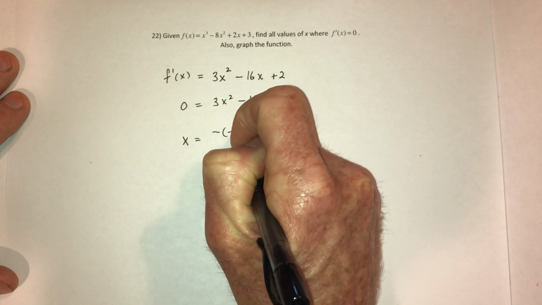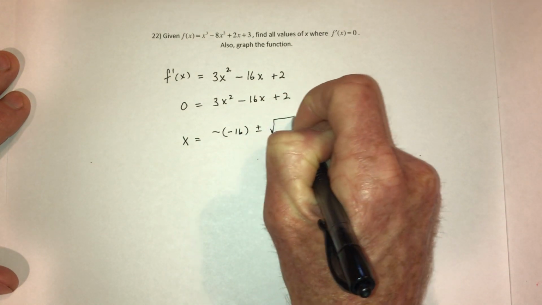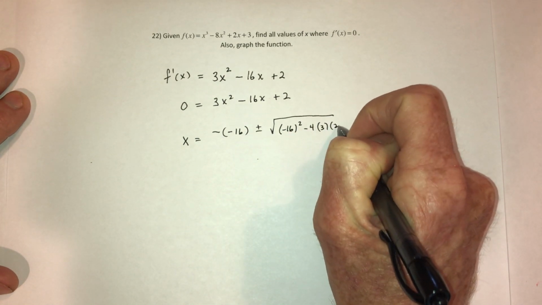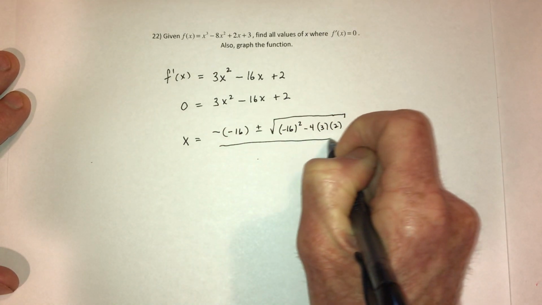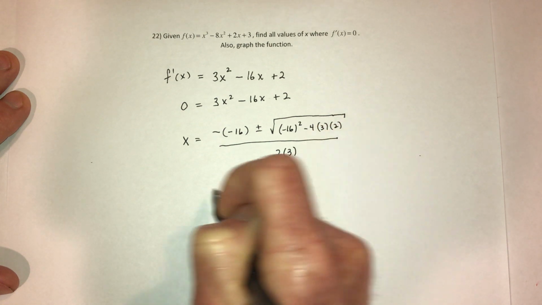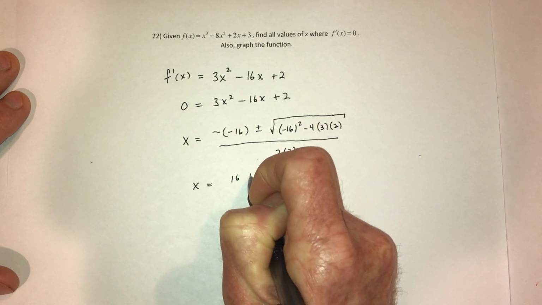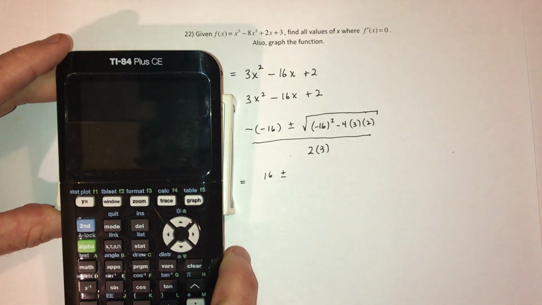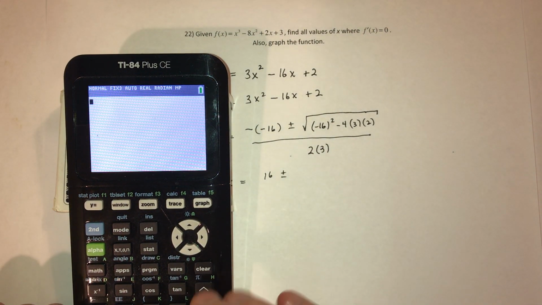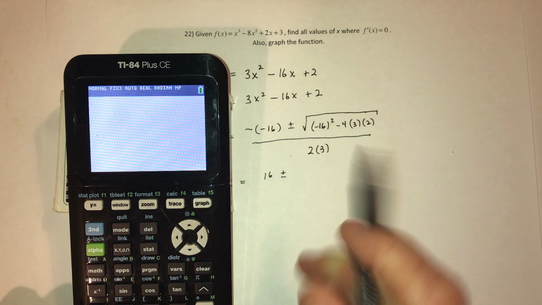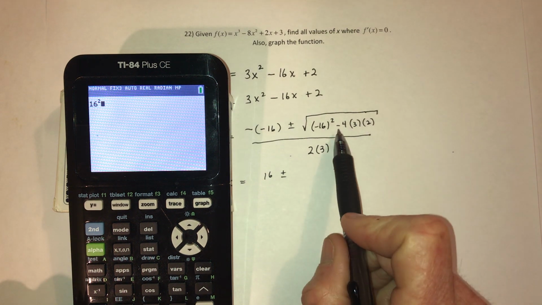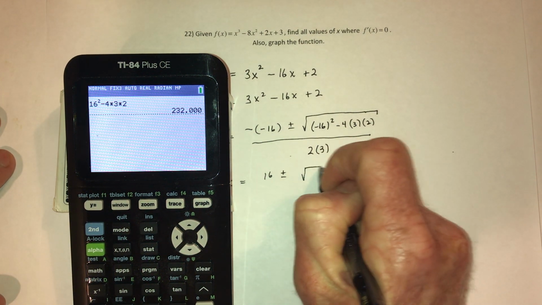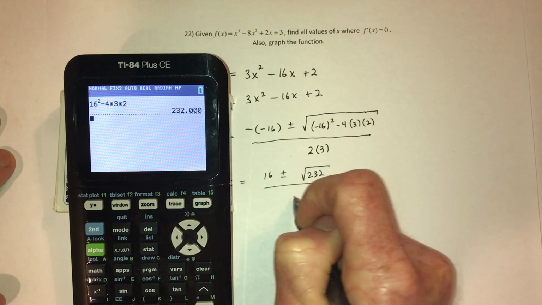So that's going to be negative b plus or minus the square root of b squared minus 4 times a times c, and then that all gets divided by 2 times a. So this will become a 16 plus or minus, then what's inside the radical. When you square this negative, that's going to be positive. So 16 gets squared, and then minus 4 times 3 times 2. So it's going to be the square root of 232, and it's divided by 6.